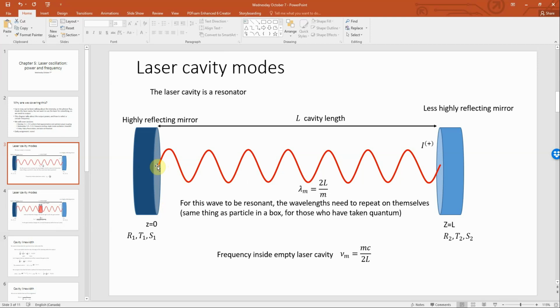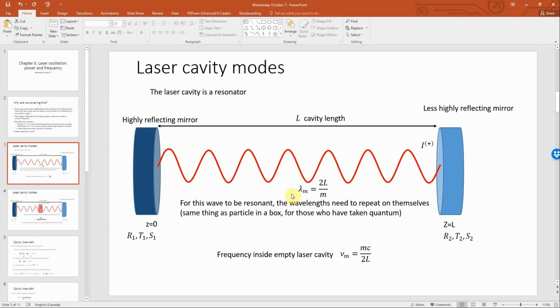It's the same thing if you've taken quantum mechanics and looked at particle in a box. It's the same solution. You have some kind of sine curve where at z equals 0, the sine of this phase is 0, and then you quantize this field by the fact that the sine at k, which is 2 pi over lambda, times the length is also going to have to be 0. So this quantization allows for this to be resonant, and that defines these modes.